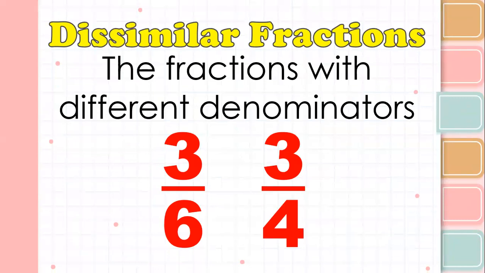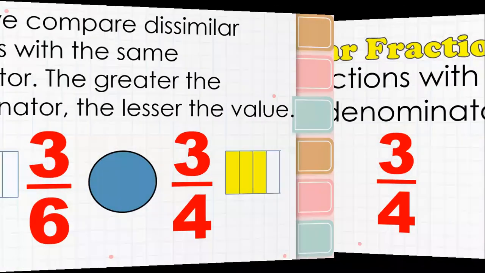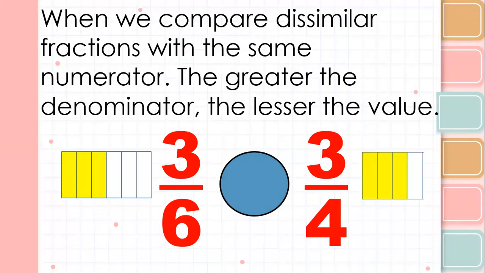Dissimilar fractions are fractions with different denominators. When fractions are dissimilar but have the same numerator, the one that has the smaller denominator has the greater value, and the greater denominator has the lesser value.